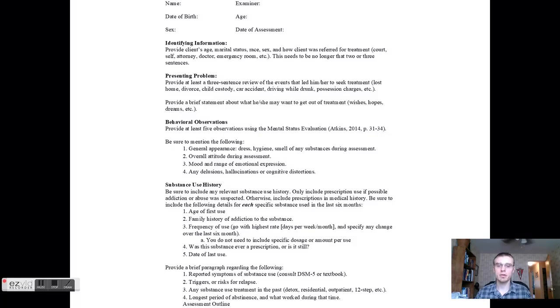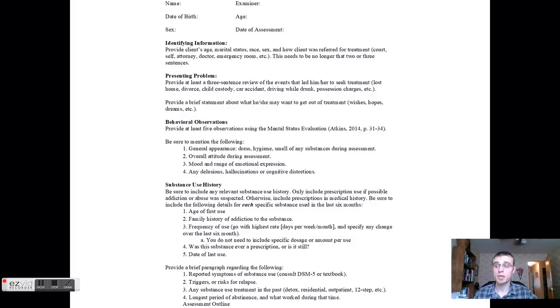Alright, so here is the general overlay. There are 3 pages of outline. Feel free to just use this general structure. I want to see the name, the examiner being you, date of birth, age, sex, date of assessment, all that on top. Of course, you're making this information up. This is meant to be a fictional person.